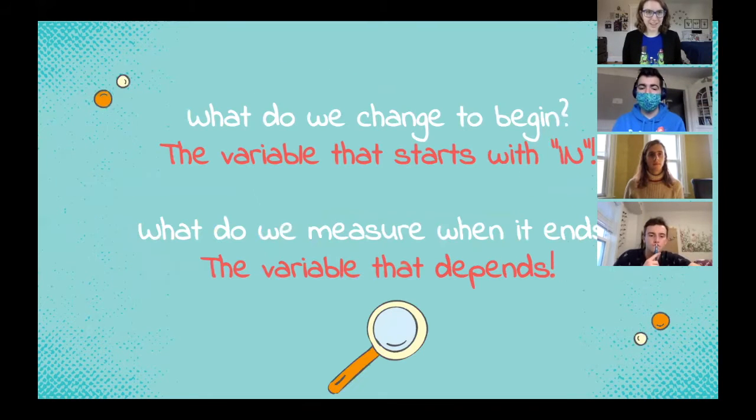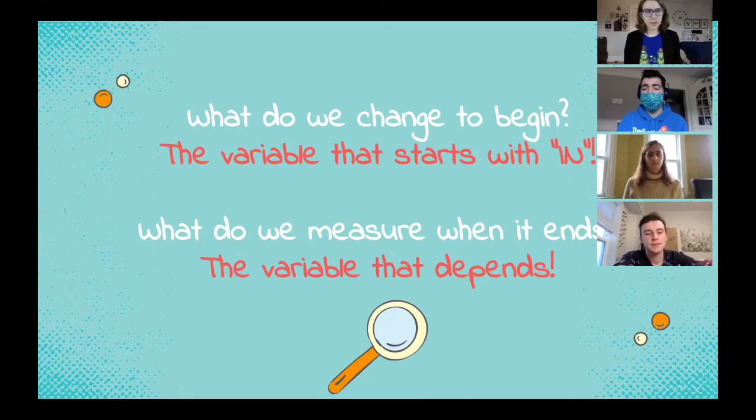I've got a little chant for us so that helps kind of stick in your mind, because that independent variable versus dependent variable can be hard to keep track of. So I'm going to say the white, and then we're all going to say the red. What do we change to begin? The variable that starts with in. What do we measure when it ends? The variable that depends. One more time from the top. What do we change to begin? The variable that starts with in. What do we measure when it ends? The variable that depends.